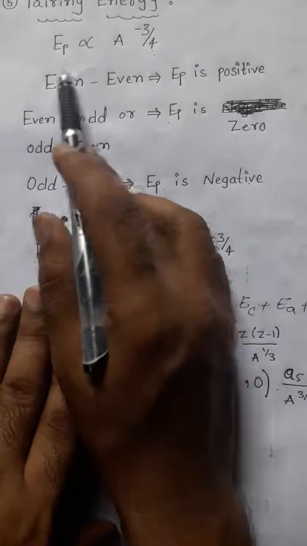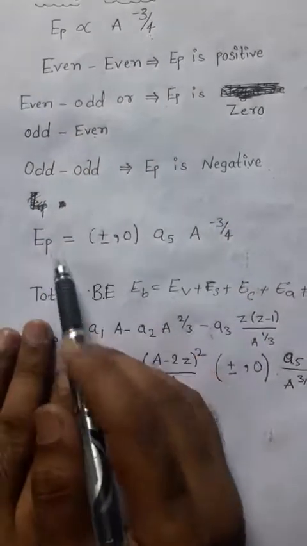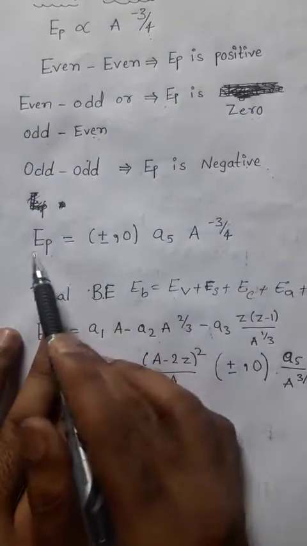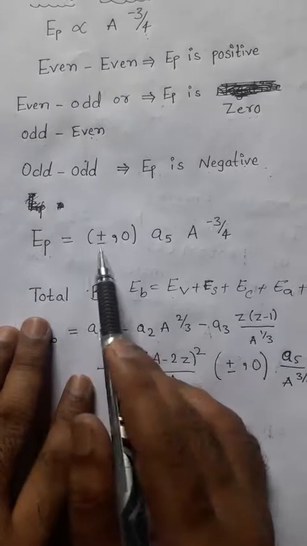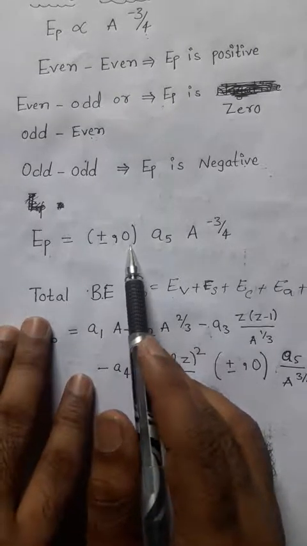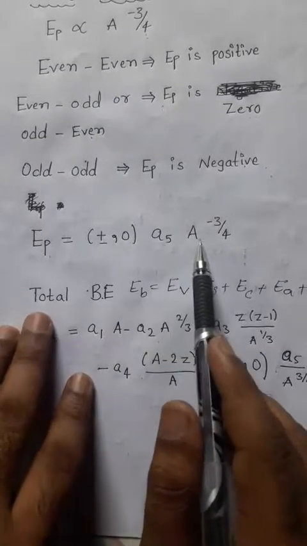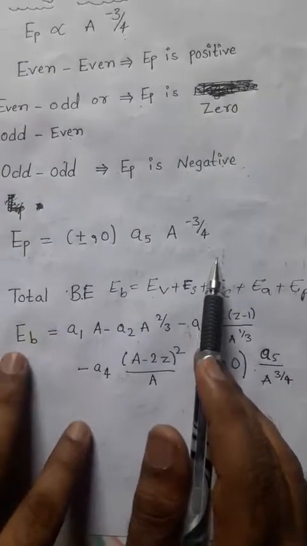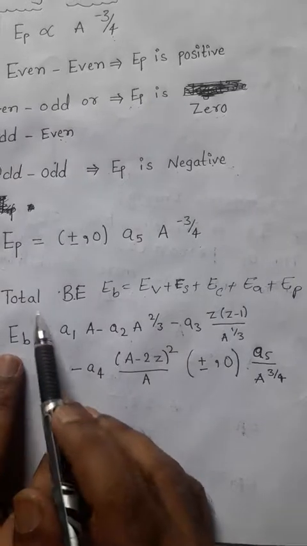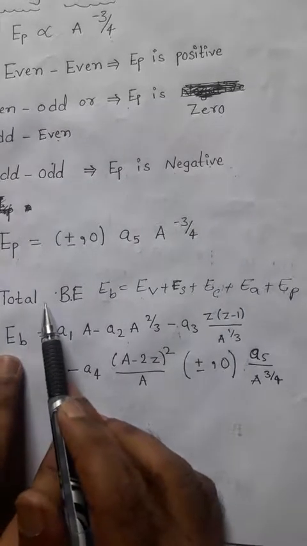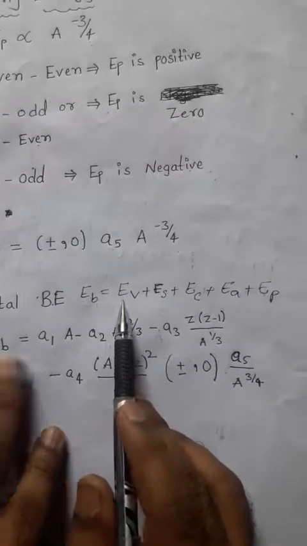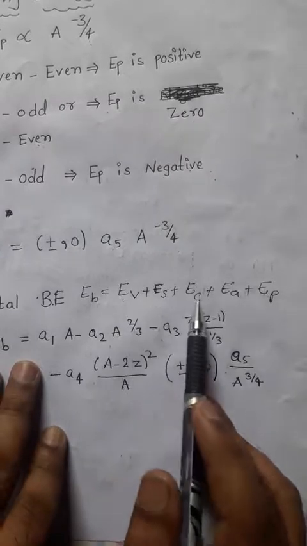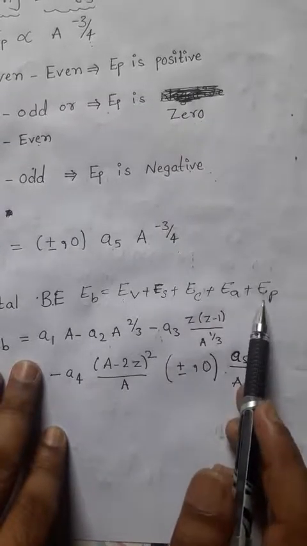From the above expression we can write the pairing energy EP equals plus or minus, or 0, times A5 times A power minus 3 by 4. Now the total binding energy EB equals EV plus ES plus EC plus EA plus EP.